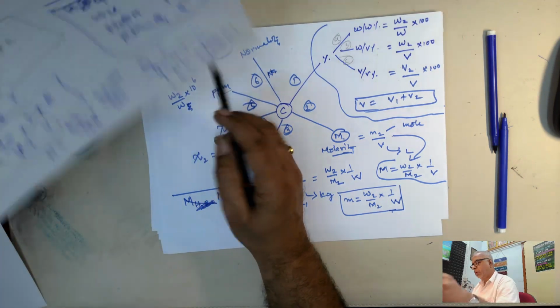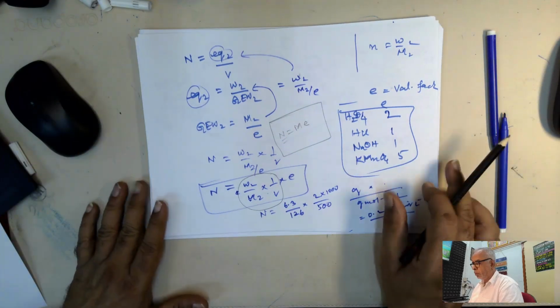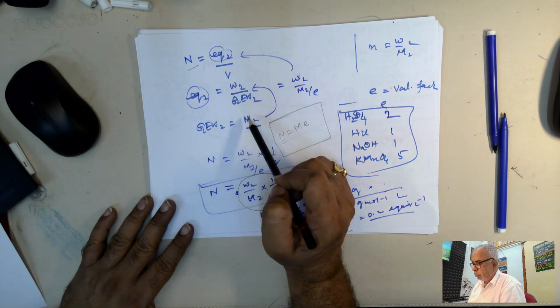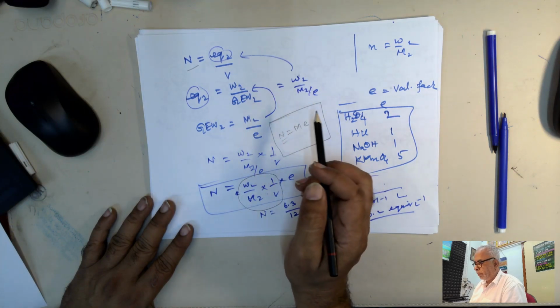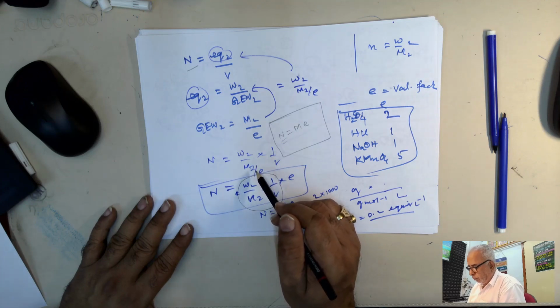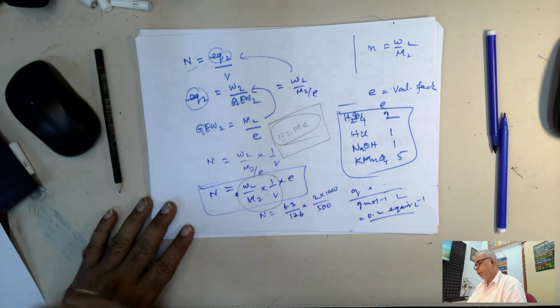Then we have the sixth one, which is normality. Normality is equal to W2 upon M2 into 1 by V into E, where E is the valency factor. And we can see that W2 upon M2 into 1 by V is also molarity. So N is also equal to molarity into the valency factor.